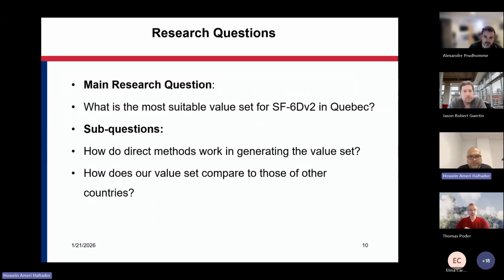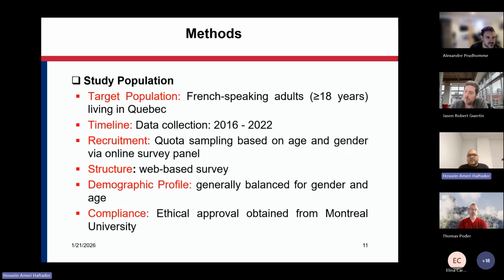Main research question: what is the most suitable value set for SF6D in Quebec? Sub questions: how do direct methods work in generating the value set? How does our value set compare to those of other countries? The target population was French-speaking adults who lived in Quebec. Data collection was done at different times between 2016 and 2022.